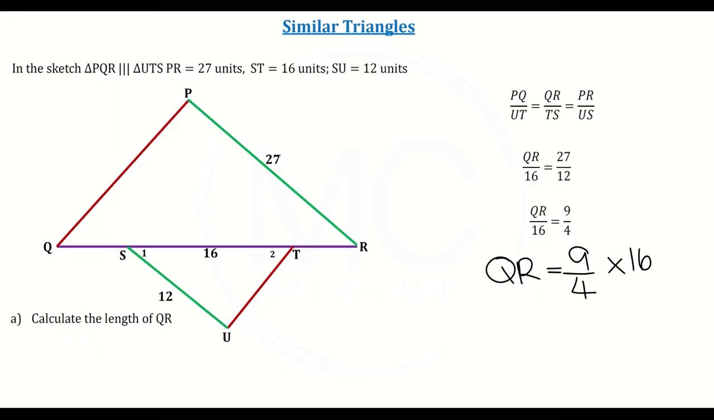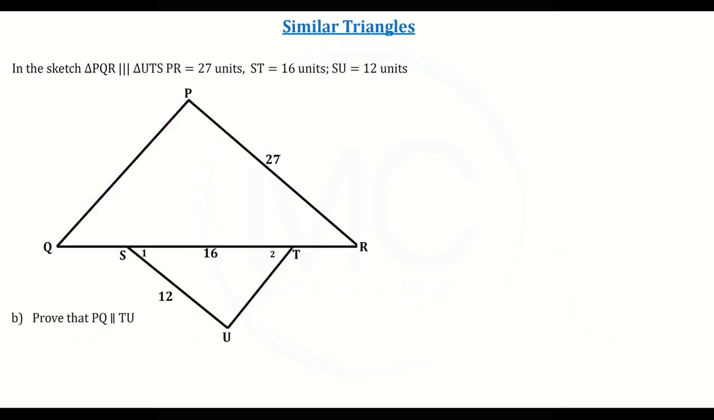16 and 4 are both divisible by 4. 4 divided by 4 gives us 1. 16 divided by 4 gives us 4. Now we can see that QR is equal to 9 multiplied by 4, which is 36 units. Now we can move on to part B.